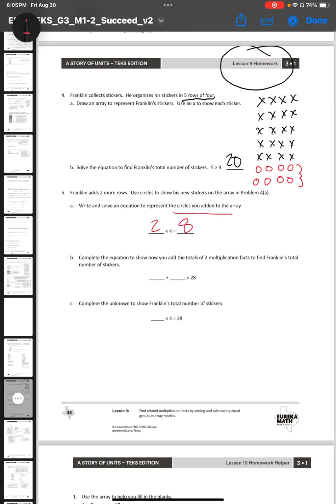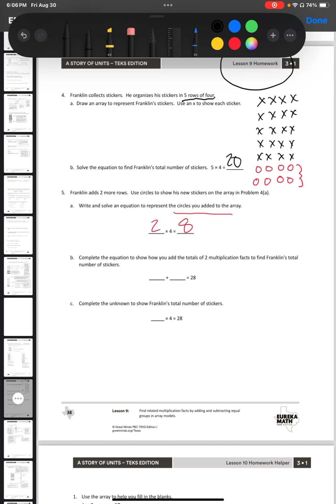B says complete the equation to show how you add the totals of 2 multiplication facts to find Franklin's total number of stickers. And so what we're going to put here is, and let me change back to black, this top section had a total value of 20. The bottom section that we added had a total value of 8. And so here what they're wanting us to do is add 20 plus 8 equals 28.